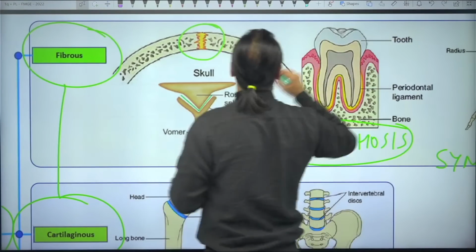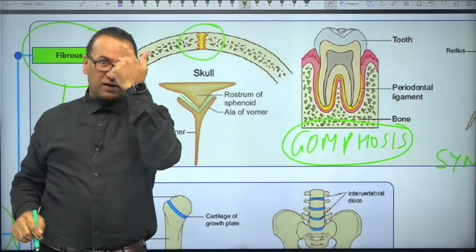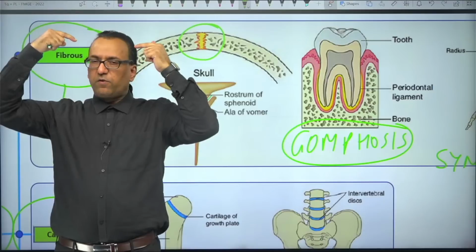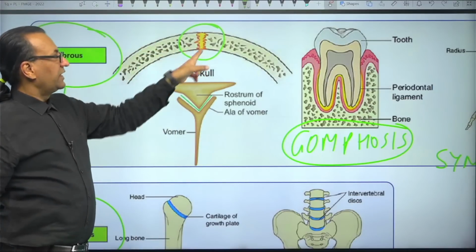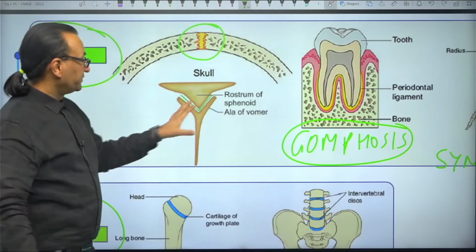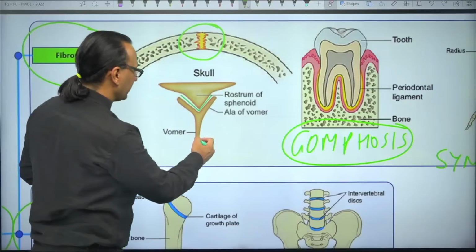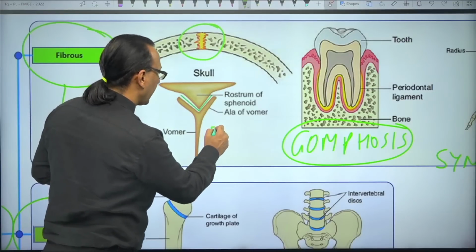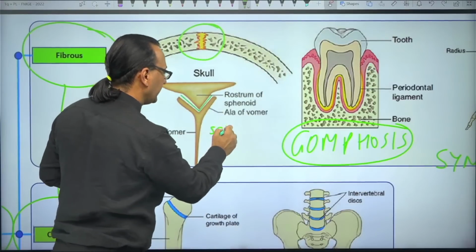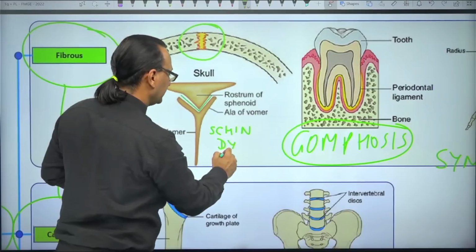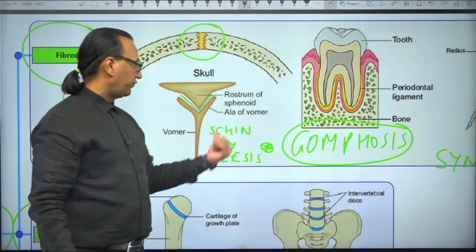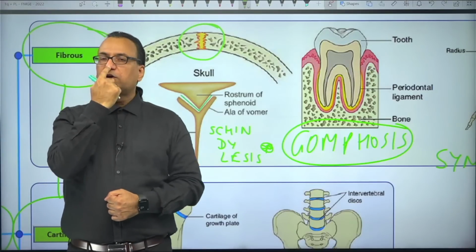Where do you find the sutures? Sutures are found in the skull. One bone, say parietal bone, meeting with the other parietal bone in the midline. This is the suture. Two bones held together by some collagen fibers. One question came to you asking about schindylesis. Let me mention the term here, schindylesis. So what is schindylesis? Schindylesis is a type of suture which you find in the nasal septum at the roof of the nasal cavity.